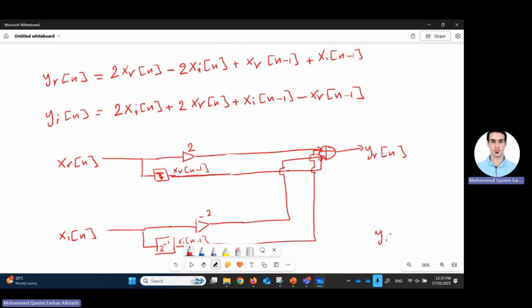Now for y imaginary of n, we have 2 x imaginary. So that's my x imaginary multiplied by 2. Okay, I'm going to draw immediately. So this is my summer or adder. That's the first component. 2 x real of n. I'm having the same there, so I'm taking the signal from here. Or actually like this. Oops.